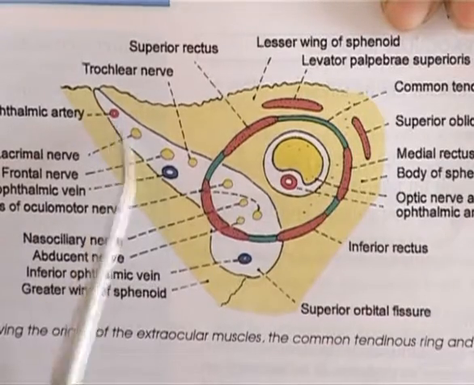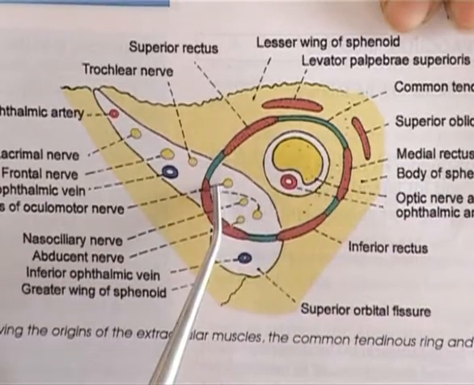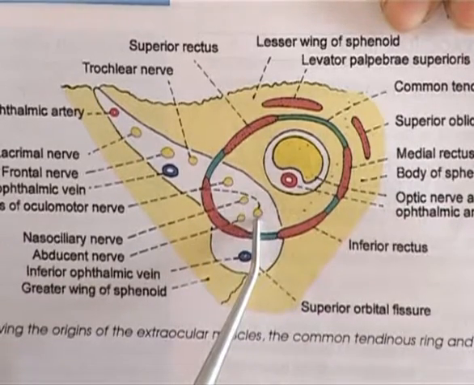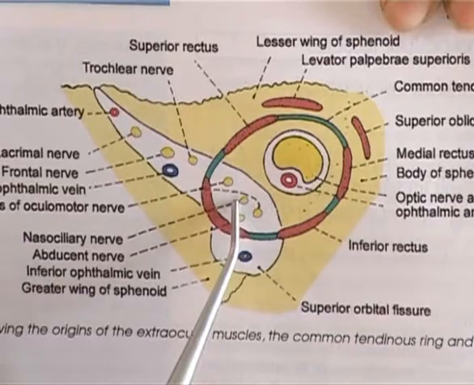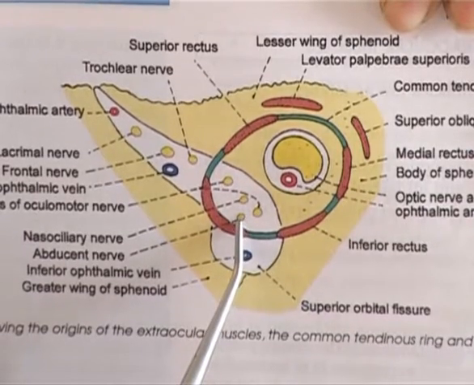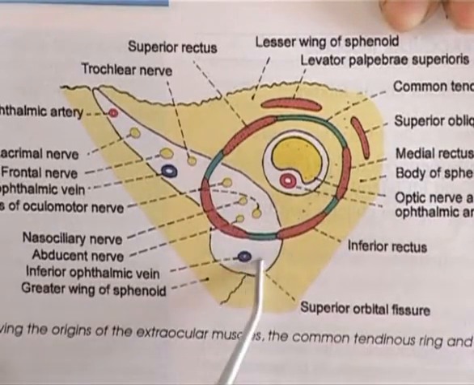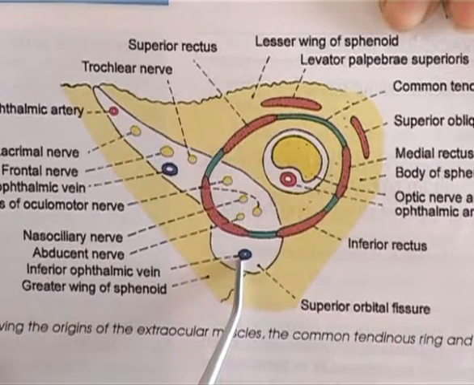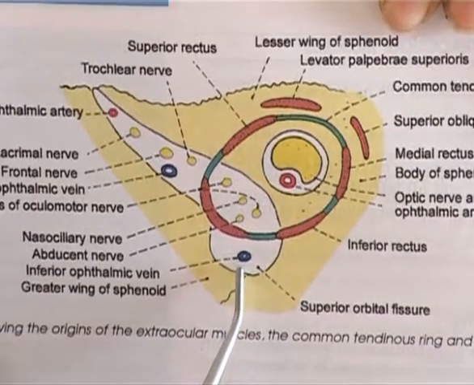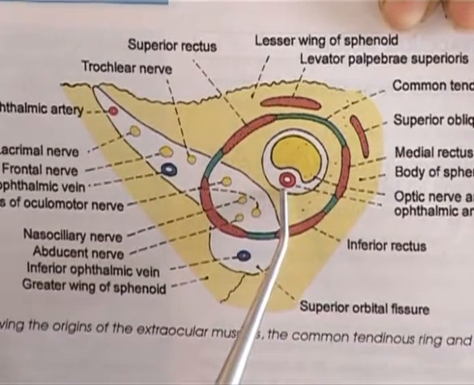The middle part gives passage to the upper and lower divisions of the oculomotor nerve, the nasociliary nerve, which is a branch of the ophthalmic division of trigeminal, and lastly the sixth cranial nerve, the abducent nerve. Through the medial part passes only the inferior ophthalmic vein. Also seen in this figure is the optic canal containing the optic nerve and the ophthalmic artery.